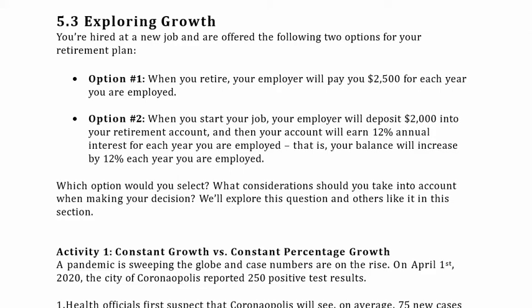In 5.3, we're going to explore growth, and we're going to look at different kinds of growth. To help motivate that, let's look at this first example here. You're hired at a new job and are offered the following two options for your retirement plan.